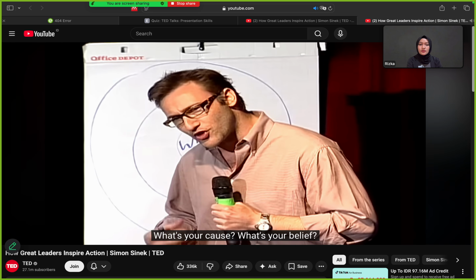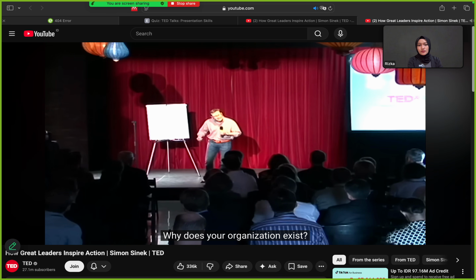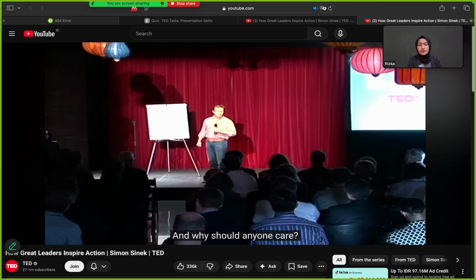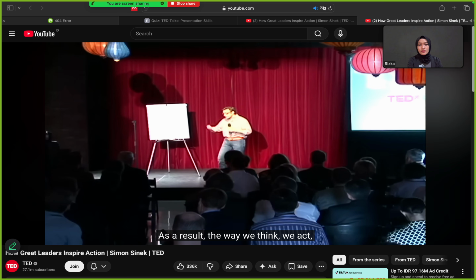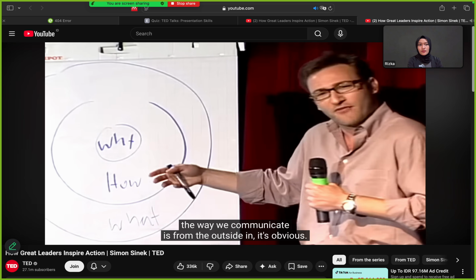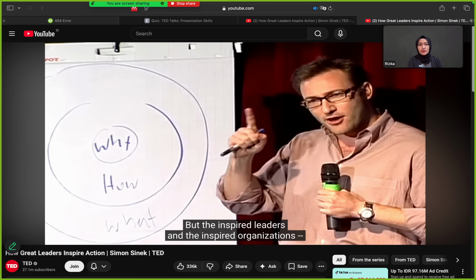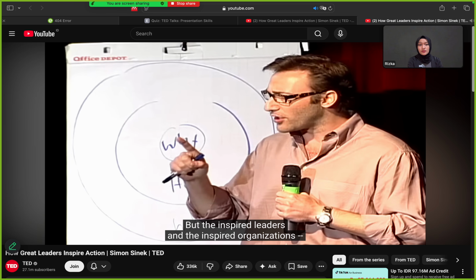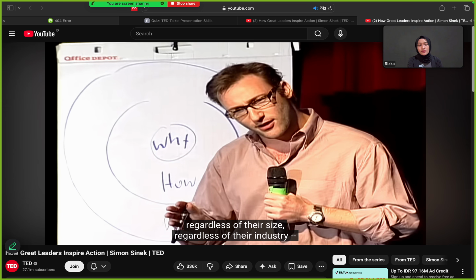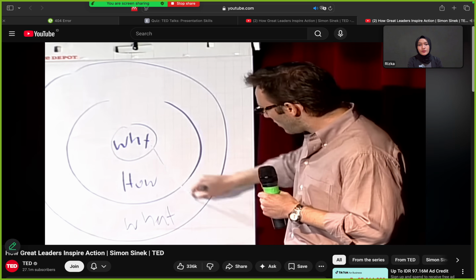What's your cause? What's your belief? Why does your organization exist? Why do you get out of bed in the morning? And why should anyone care? Well, as a result, the way we think, the way we act, the way we communicate is from the outside in. It's obvious. We go from the clearest thing to the fuzziest thing. But the inspired leaders and the inspired organizations, regardless of their size, regardless of their industry, all think, act, and communicate from the inside out.